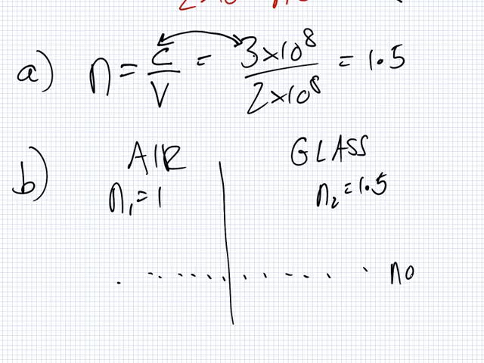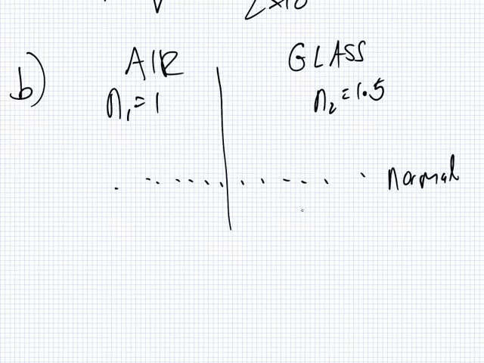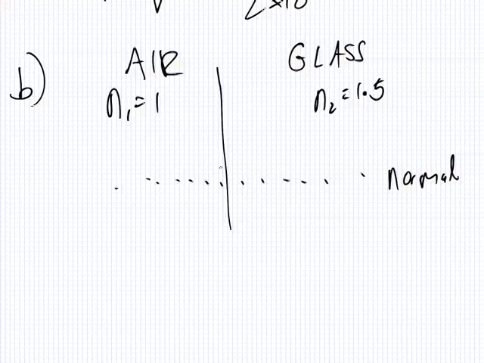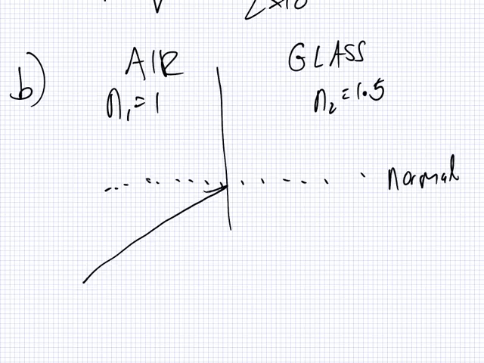Here is the normal. But in the question, they did not give us the 1.5. Ah! It says, red light enters a block of glass. Question A, what is the n for the block of glass? Oh yeah, right. It comes in here at an angle of 20 degrees, and we want to know the angle that it leaves at. Let's call this angle R.